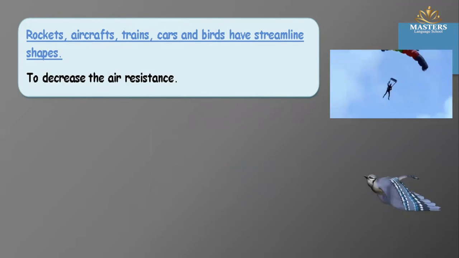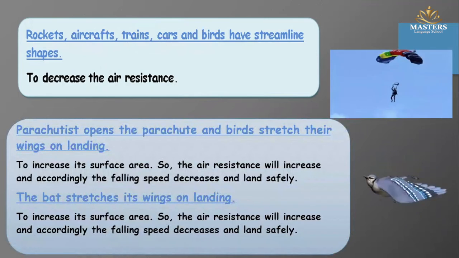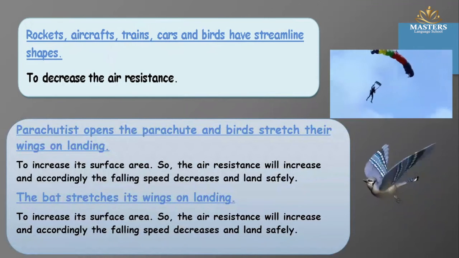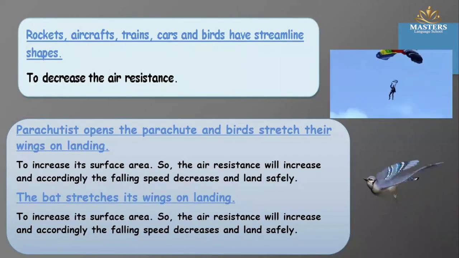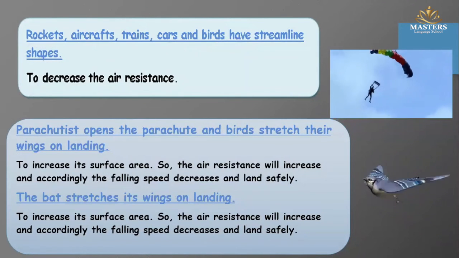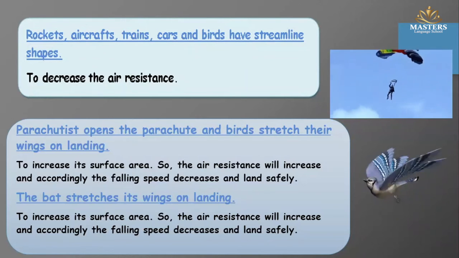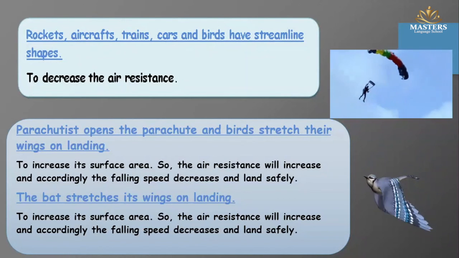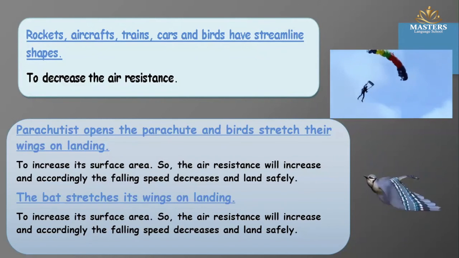Okay. Another question. The parachutist opens the parachute and birds stretch their wings on landing. Why? To increase the surface area. So the air resistance will increase, and we said the resistance acts in the opposite direction, so it causes slowing down of the speed and they land safely.